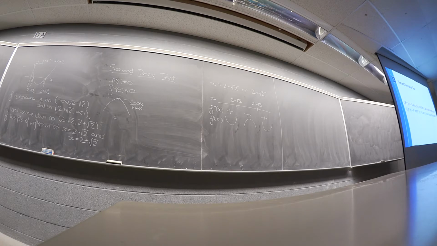Unlike the first derivative test, we don't have to look around the critical point anymore. We just look at the critical point. We get the first derivative at the critical point, we get the second derivative at the critical point, and that's enough. We don't have to look on either side. So you might think that's convenient.